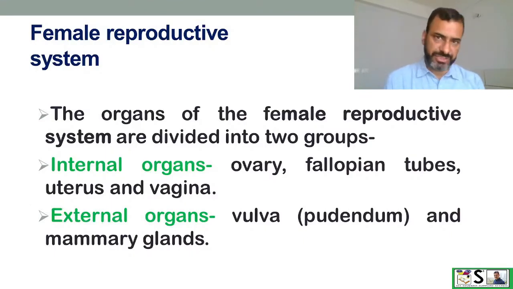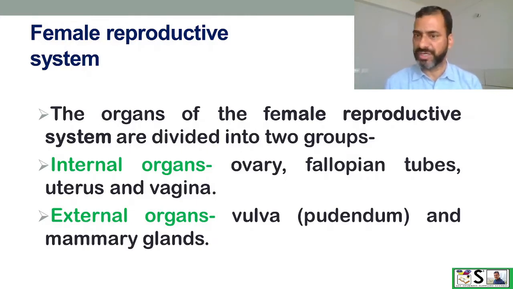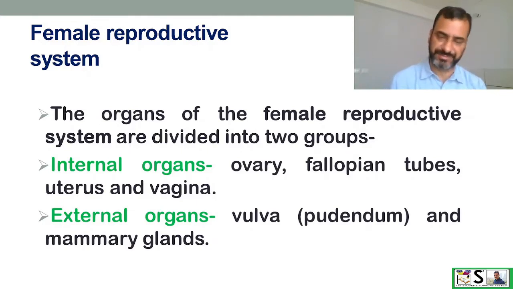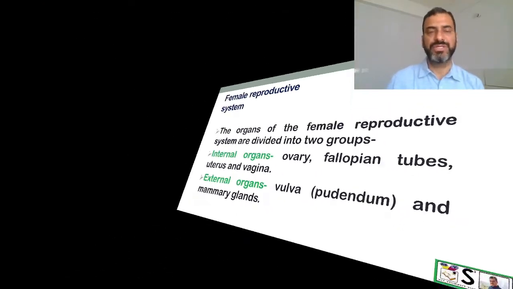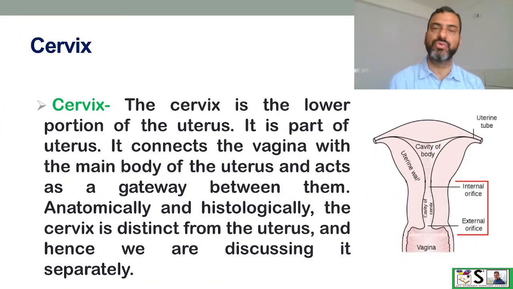Female reproductive system. The organs of the female reproductive system are divided into two groups: internal organs, which include ovary, fallopian tubes, uterus and vagina, and external organs, which include vulva or pudendum and mammary glands. In the previous lecture, we have already discussed up to uterus. Now we are going to start the next part, that is cervix.